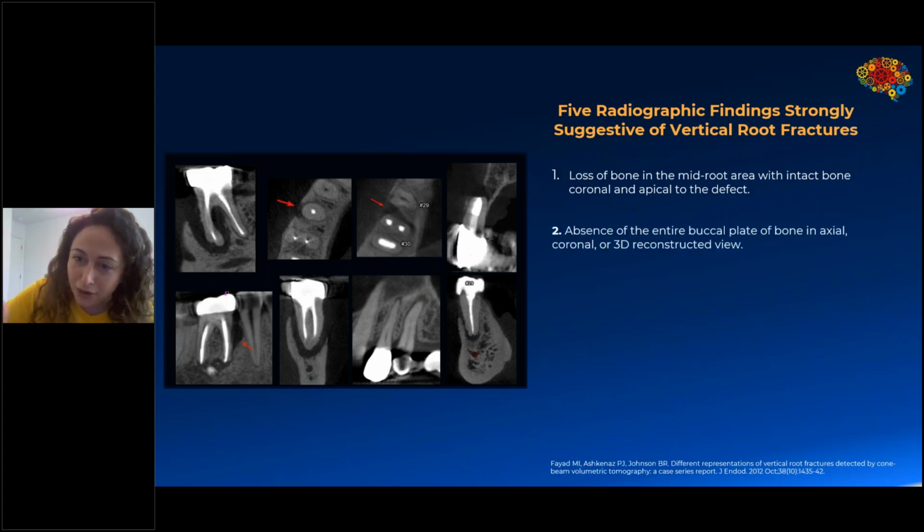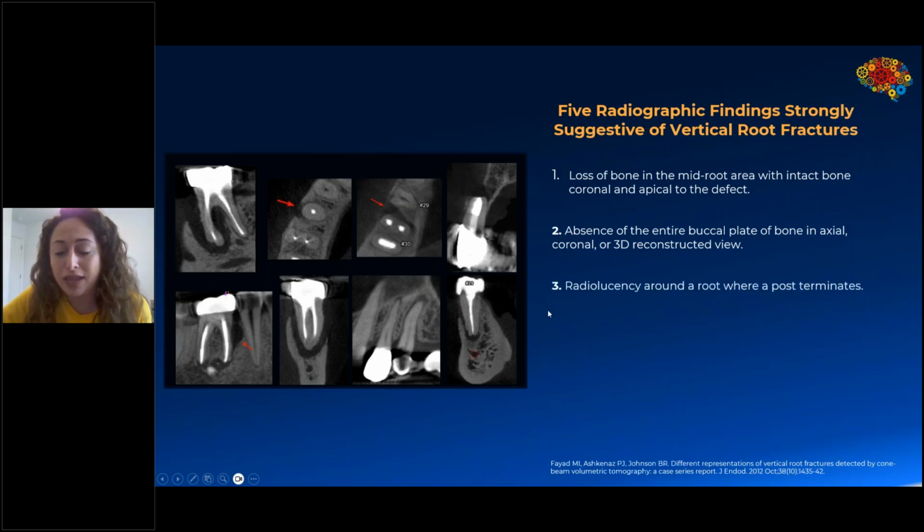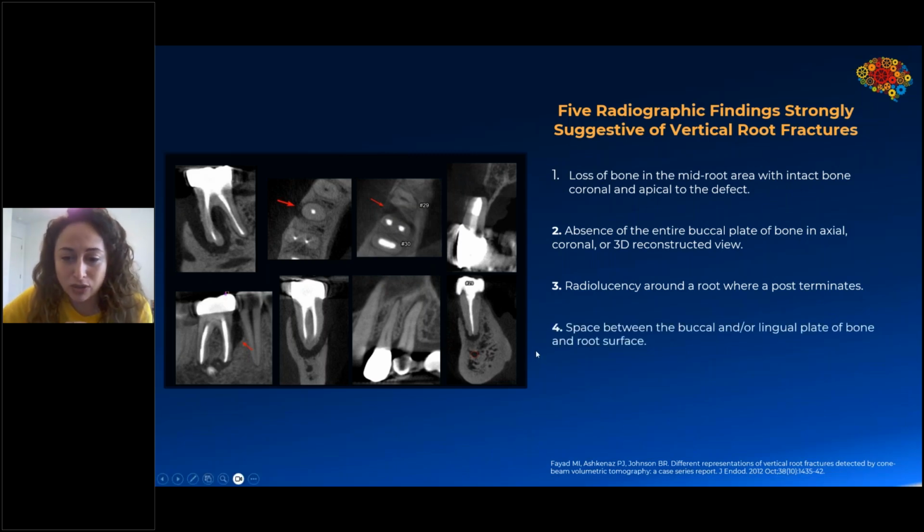2, whenever the entire cortical plate is absent. And this is one example of that. This is another one. So you lose the whole cortex. So localized or angular bone loss, that's our second finding. 3, whenever you have a radiolucency exactly where the post terminates. So this is another suggestion that this might be a perforation. It's not just a periapical lesion or a lateral lesion forming around this tooth.